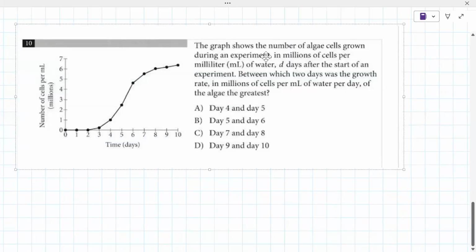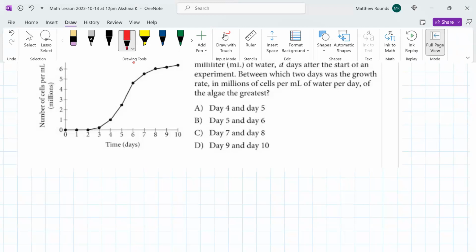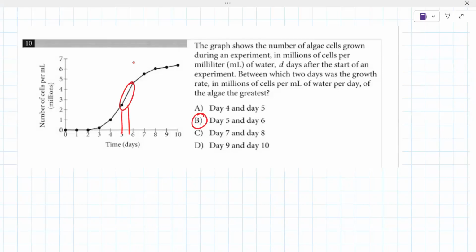You're looking at here, but go ahead and take a look at this one, please. B. Okay, 5 and 6. So it's basically asking which is the steepest, which is right in here. I agree with you on that. All right. Let's go and look at another one.